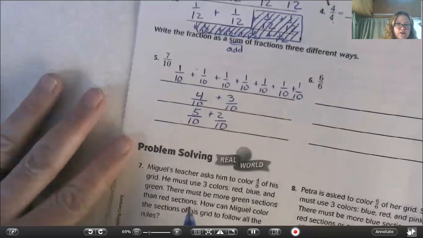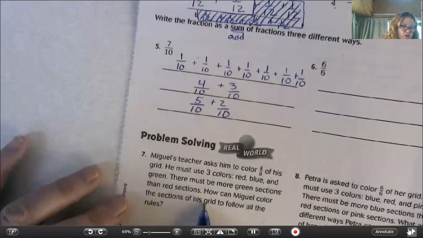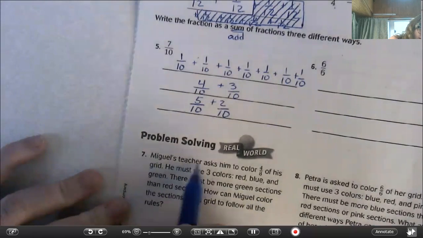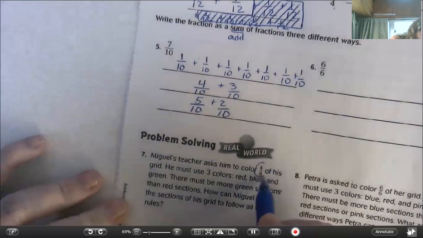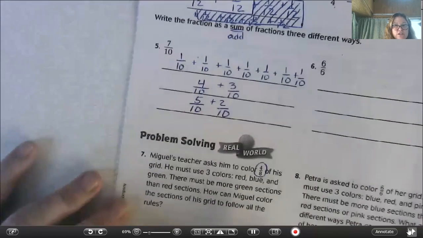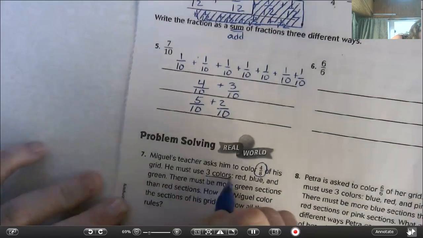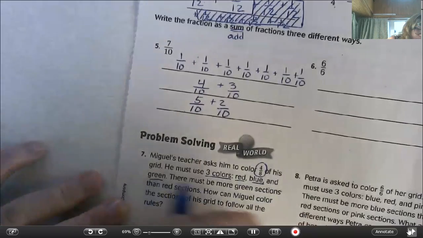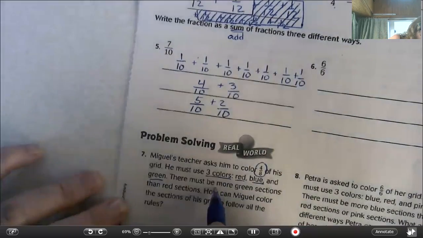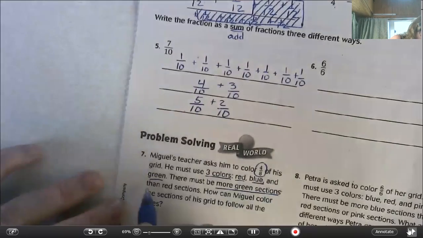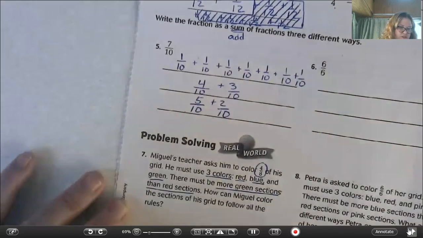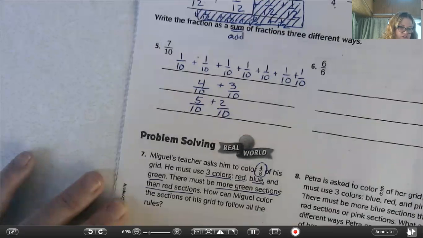When you look at the problem solving, be careful about these. Miguel's teacher asked him to color 4/8 of his grid. Okay, so there I have a fraction. He must use 3 colors, red, blue, and green. There must be more green sections than red sections. How can Miguel color these sections on his grid to follow all the rules?